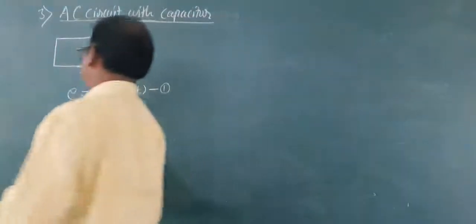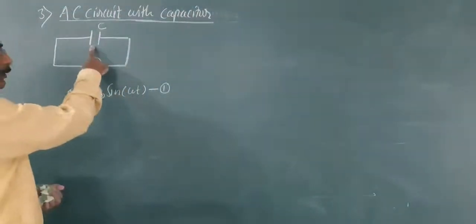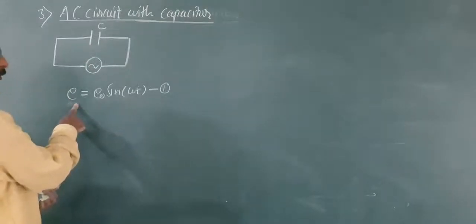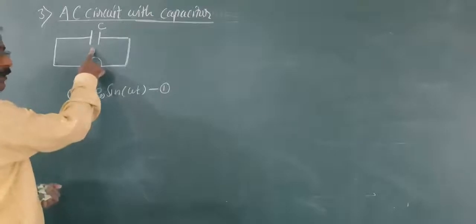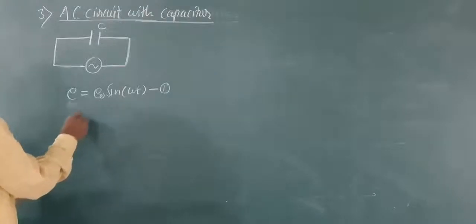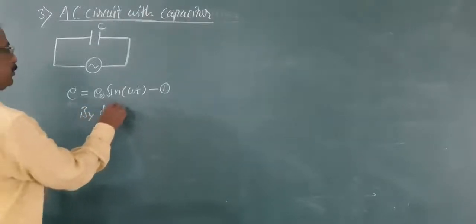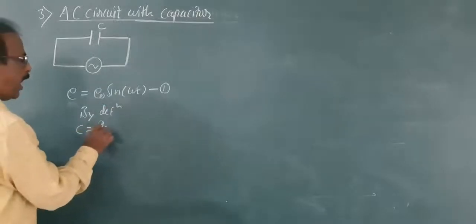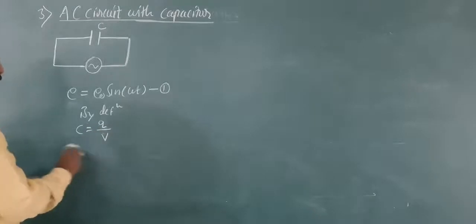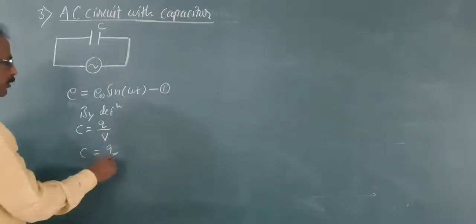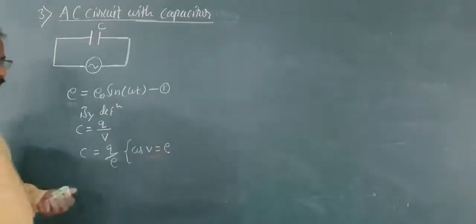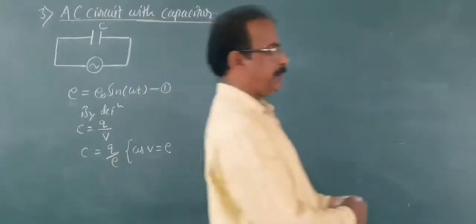Now, across this capacitor, this EMF is present. Therefore, by definition of capacity, which is always charge upon potential, we can write C is equal to Q upon E, and V is nothing but E. This is by definition of capacity.